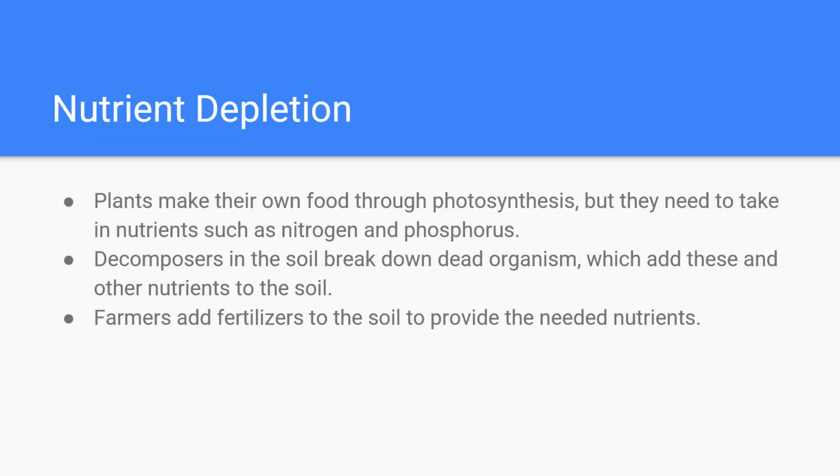Nutrient depletion. So plants make their own food through photosynthesis, but they need to take in nutrients such as nitrogen and phosphorus. Decomposers in the soil break down dead organisms, which add these and other nutrients to the soil. Farmers add fertilizers to the soil to provide the needed nutrients.